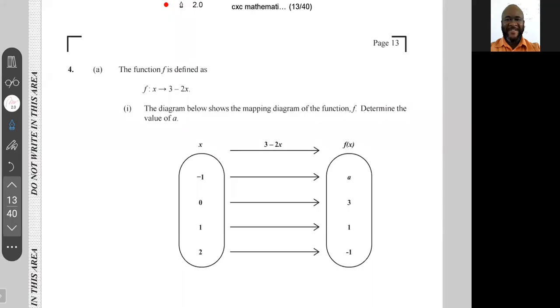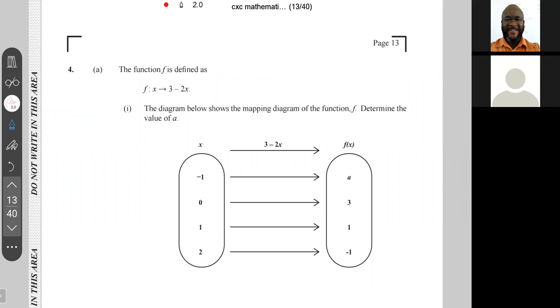All right, question number 4 says the function f is defined as f is a function such that x in the domain is mapped onto 3 minus x in the codomain. So the diagram below shows the mapping diagram of the function f, where we are to determine the value of a. In other words, we're basically being asked to find out what a is, and over to the left, guys, what you have is x. Over to the right, you have f of x.